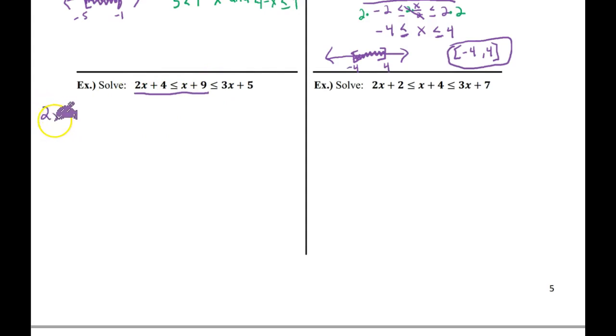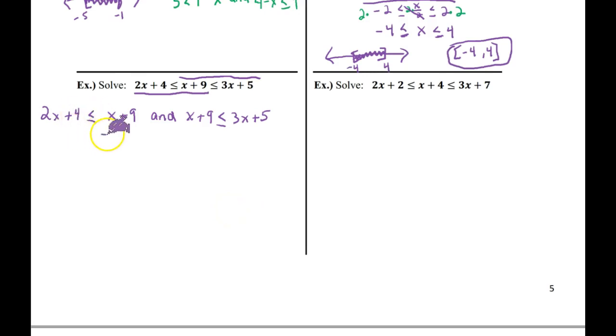So 2x plus 4 less than or equal to x plus 9. So this has to be true. And now I go the other way from that inequality to the end with my other inequality. So x plus 9 less than or equal to 3x plus 5. So again, that middle, I have to take everything in the middle and the left. Everything in the middle and the right. And now I need to solve them individually.